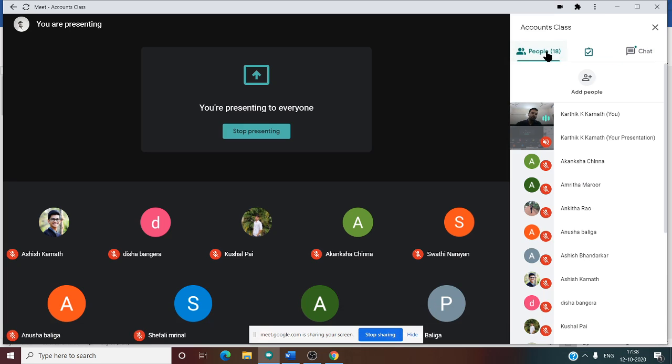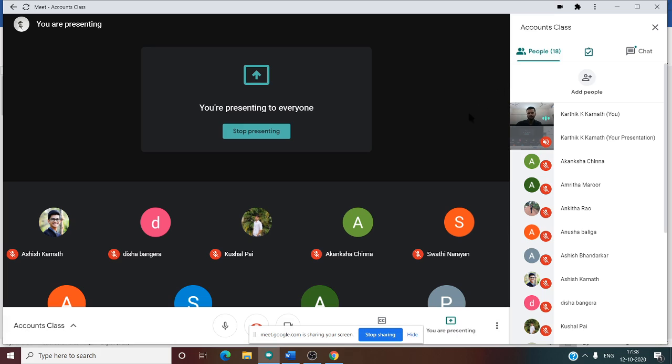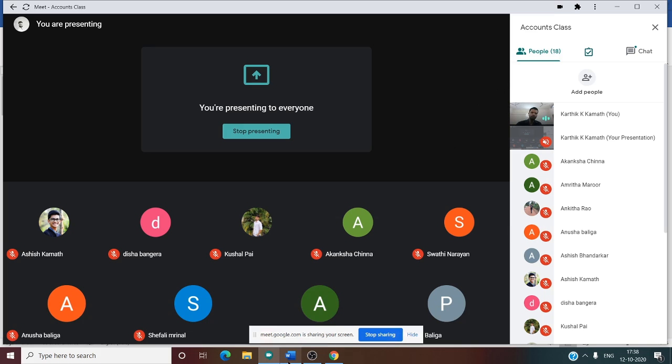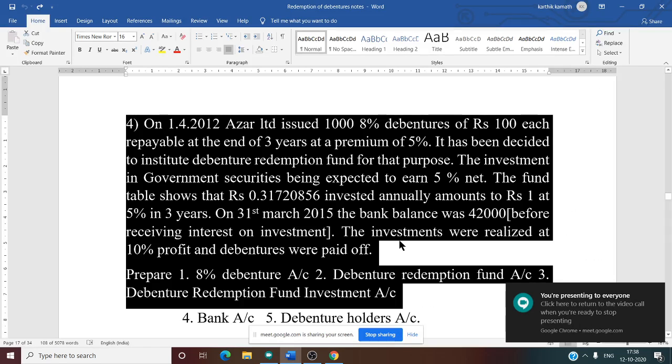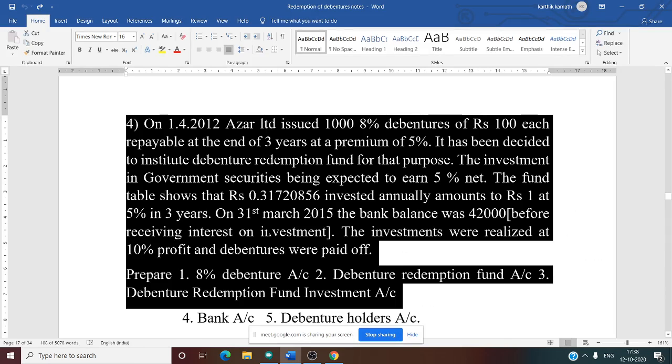See, what the company is going to pay after 3 years is par plus premium. Par amount plus premium, that is nothing but 1 lakh plus premium 5,000. So now we know the payment amount is 1 lakh 5,000. Okay. So on 1 lakh 5,000, how much do we need to keep aside? That we need to see. Yes. On 31st March 2015, the bank balance was 42,000 before receiving interest on investment.